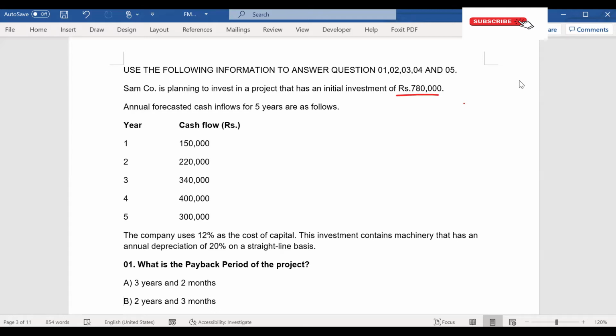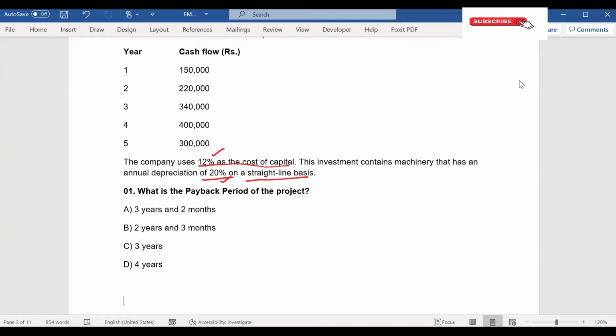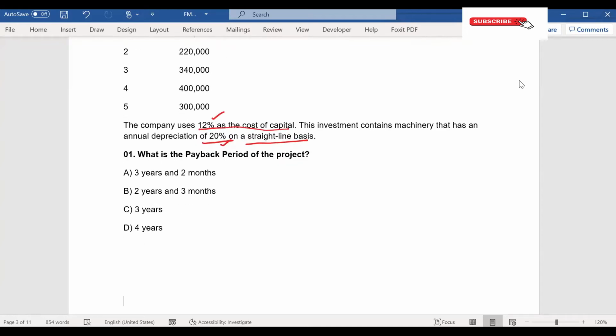The company uses 12% as the cost of capital. The investment contains machinery that has an annual depreciation of 20% on straight line basis. So now you are given the cost of capital and also you are given the depreciation. Okay. And what is the payback period of the project? How do you calculate the payback period?